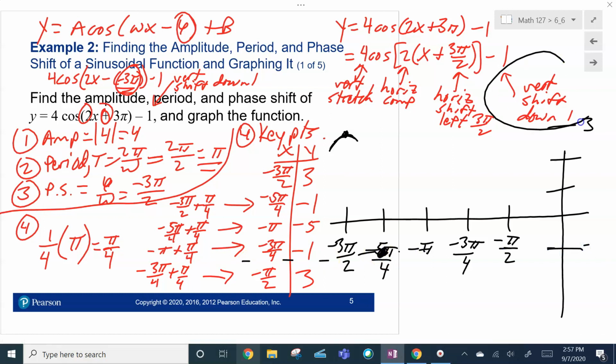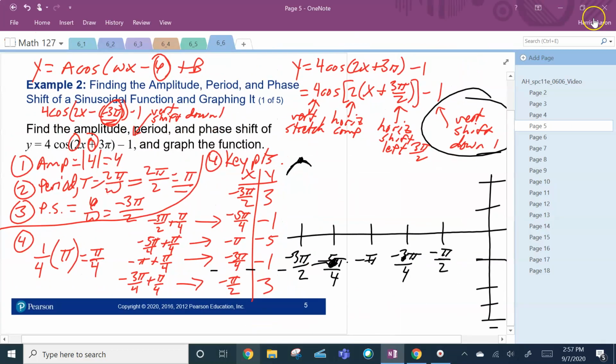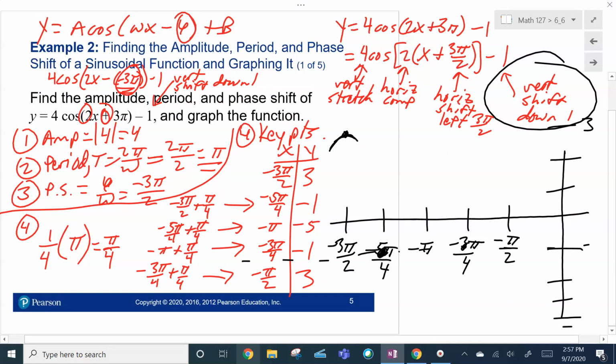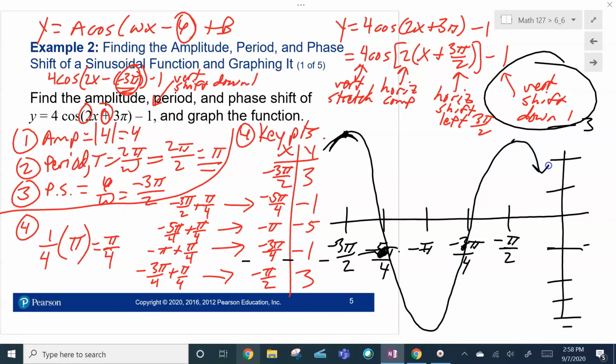Remember, it's been dropped down 1, so instead of the middle of the graph being at y equals 0, we got the middle of this thing being down at negative 1. Okay, that axis of revolution, if you will, right? Negative pi, we got negative 5, down here. Negative 3 pi fourths, I got negative 1 right here. And then negative pi halves, I'm back up to 3. And so on. And it just repeats that again.